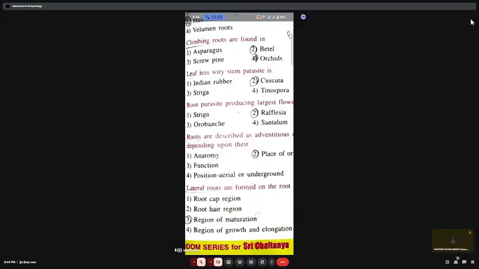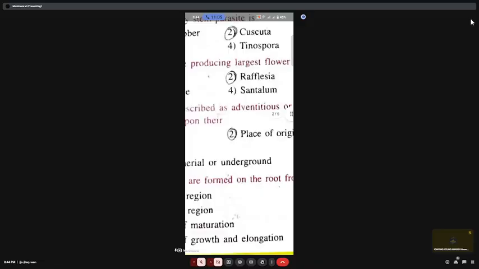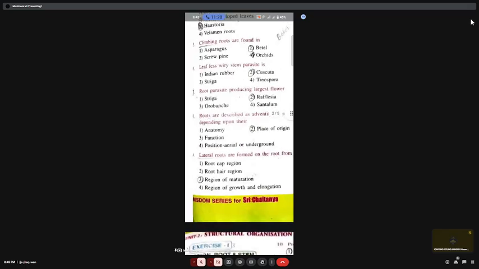A leafless, wiry stem parasite. I think in grade 10 you have studied parasitic plants. Example? Cuscuta, ma'am. Root parasite producing the largest flower. Example, make a note: Rafflesia. Rafflesia is the largest flower.